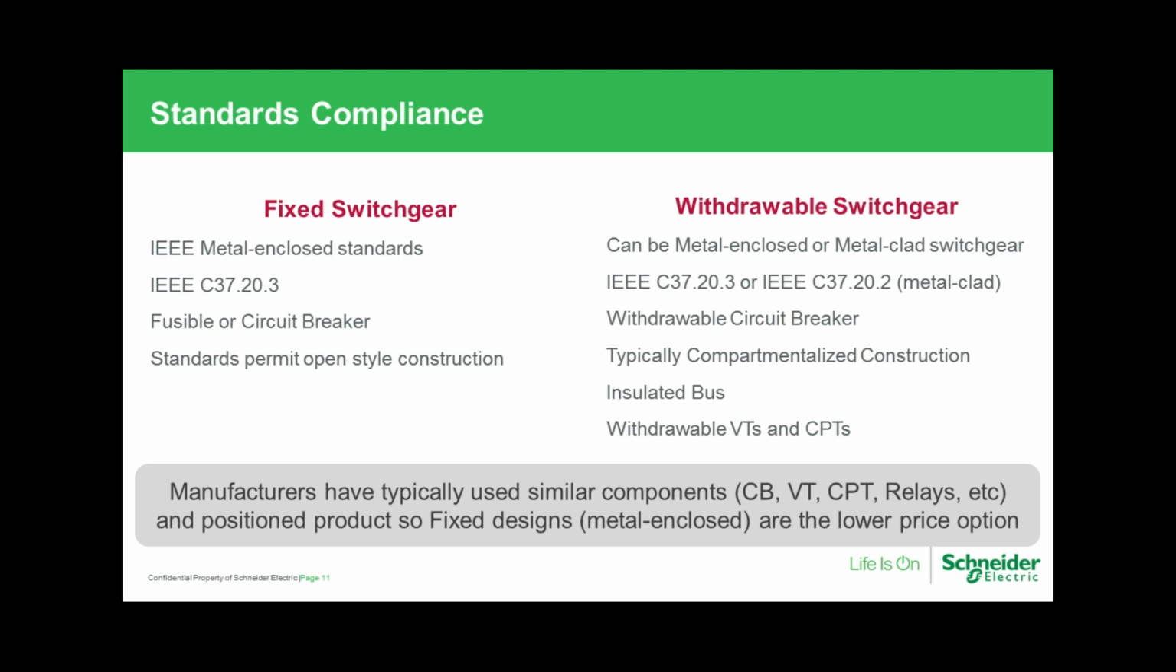What you have for your withdrawable standards is it's going to be still considered metal enclosed because you have the metal barriers around it. But when it comes into terms of C37.20.3 or the C37.20.2, metal clad can be considered metal enclosed because it still has the metal partitions around it. But metal enclosed switchgear cannot be considered metal clad because metal clad standards call for a withdrawable type of circuit breaker. It is typically going to be compartmentalized, and then you'll have insulated bus, and you'll have the option of having withdrawable VTs and CPTs with this type of switchgear.